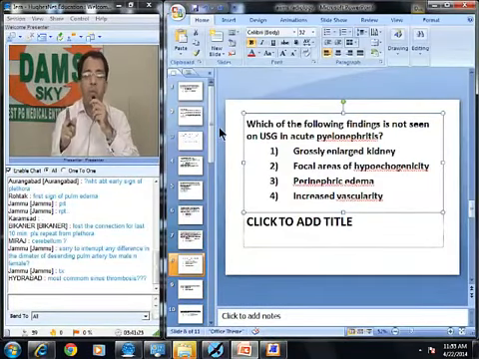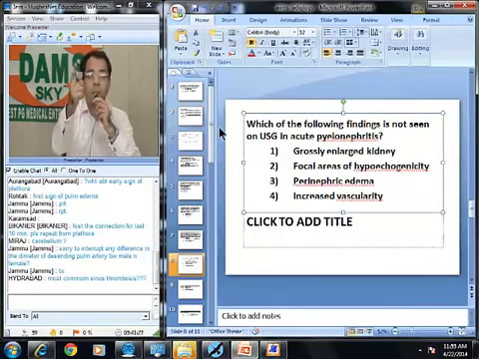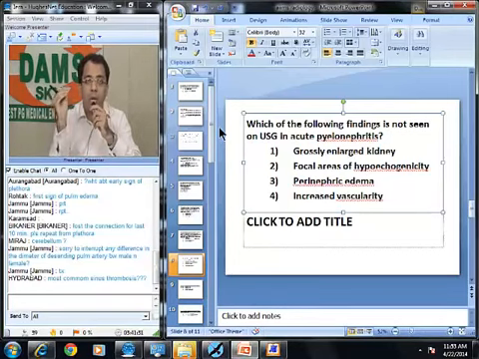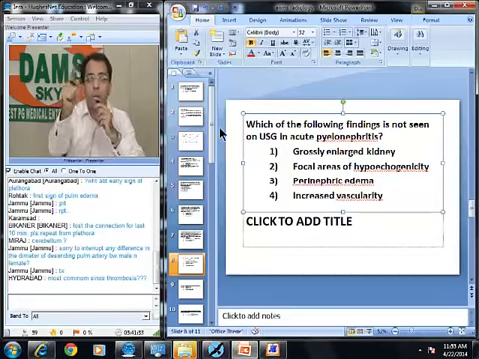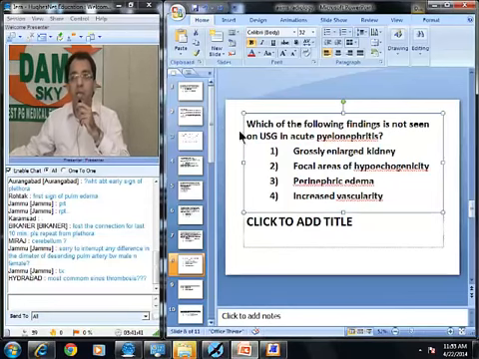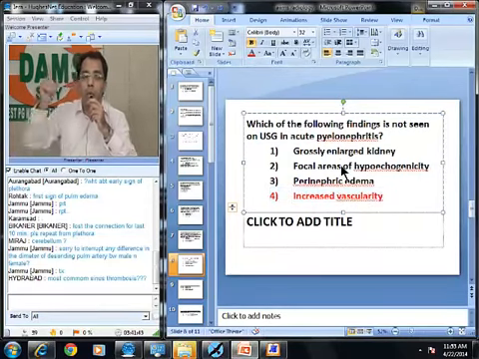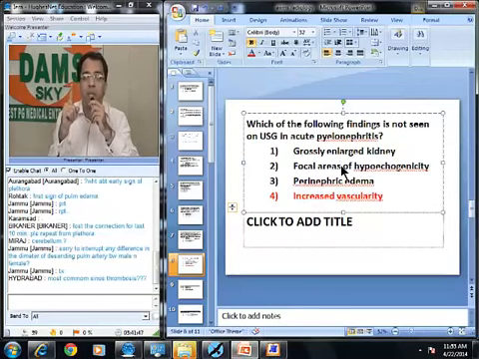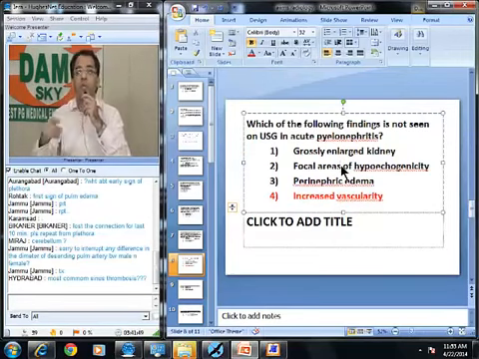How easily AIIMS people have tricked people. Trust me, whenever everybody gets a question wrong, it is likely to be repeated in AIIMS. May 2013 they asked this question, and my gut feeling is they may repeat it this year. Why? Because it is wrongly answered by everybody. Answer is increased vascularity. You do not see increased vascularity in acute pyelonephritis. You will see areas of reduced vascularity.